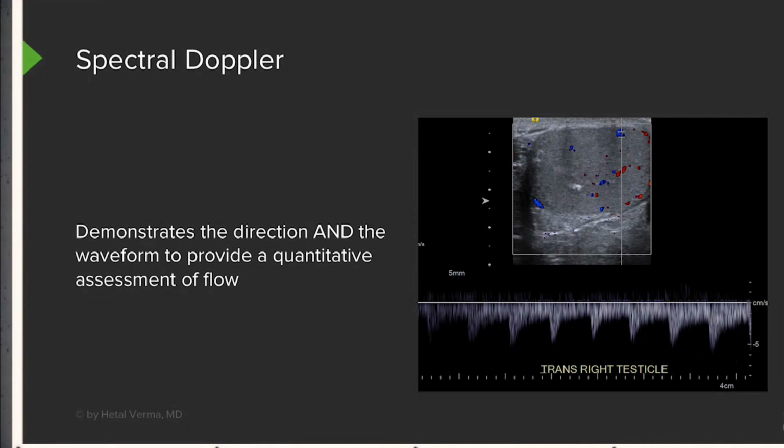Spectral Doppler demonstrates both the direction of flow and the waveform, and it provides a quantitative assessment of flow. So you can see here, again, of the testicle, you can see color flow above, and then you can see Doppler flow, which tells you the waveform of the flow. And this looks like it's an arterial waveform with a peak and then a downslope.